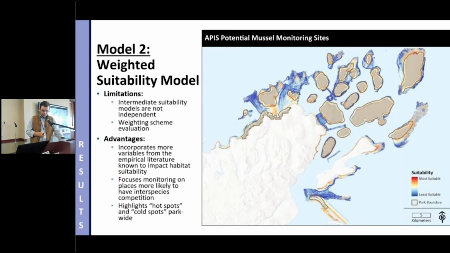Some advantages of this modeling approach that I've already alluded to were it incorporated more variables from the empirical literature known to impact habitat suitability, and it also helped focus our monitoring on places we're more likely to see interspecies interaction or competition for resources. And over the entire park, it helped highlight hot spots and cold spots, which was really helpful for park staff to be aware of.